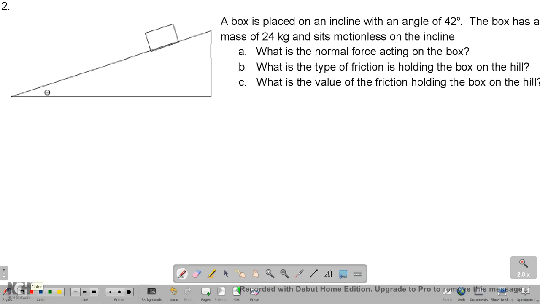All right, so a box is placed on an incline with an angle of 42 degrees, so that would be the angle down here. Box has a mass of 24 kilograms, so that means that the weight of the box is going to be 24 times 10, which is 240 newtons. It wants to know what the normal force on the box is, the type of friction holding the box in place, and the value of the force of friction.